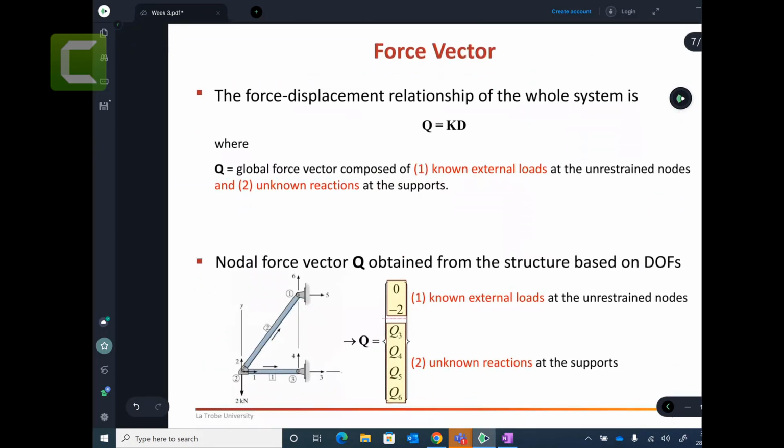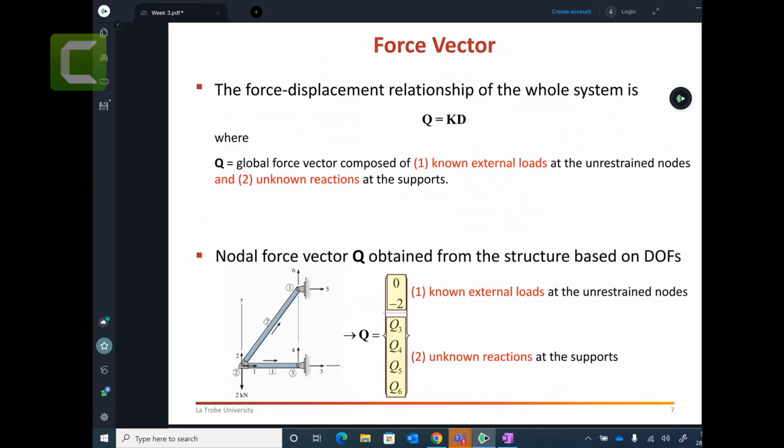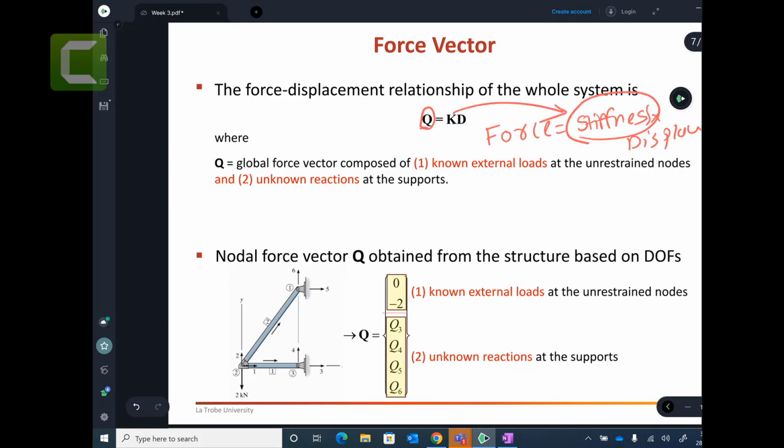So let's talk about the force vectors first. Now, what is a force vector? Let me write the equation for you. Force is equal to stiffness times the displacement. That is the equation that we use. Last week, in week number 2, we found this stiffness K, if you remember that. So that's job done. This stiffness is represented by capital K.